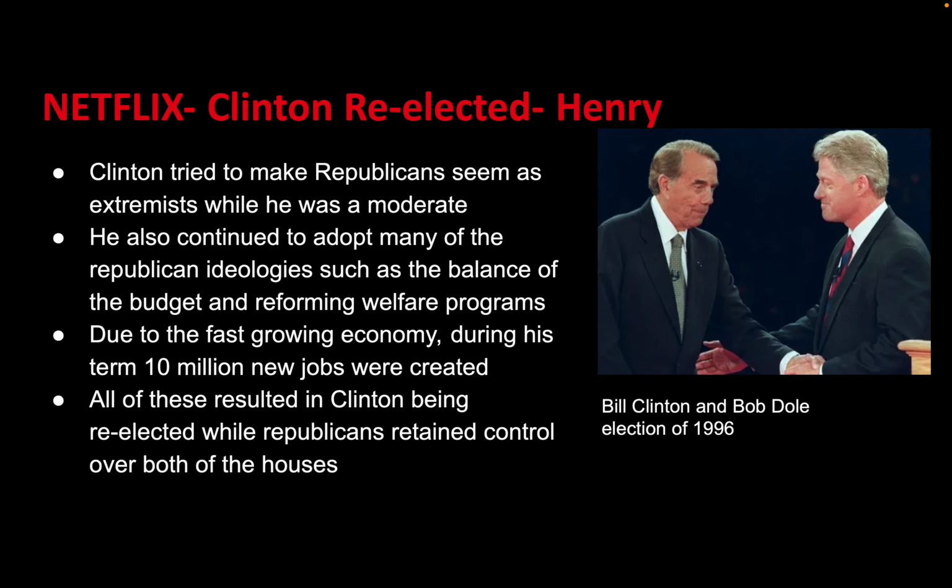Now, Clinton was re-elected. Clinton tried to make Republicans seem extremist while he was a moderate. He also continued to adopt many of the Republican ideologies, such as balancing the budget and reforming welfare programs. Due to the fast-growing economy, during his term, 10 million new jobs were created. All these resulted in Clinton being re-elected while Republicans retained control over both houses. On the right, we see Bill Clinton about the election of 1996.